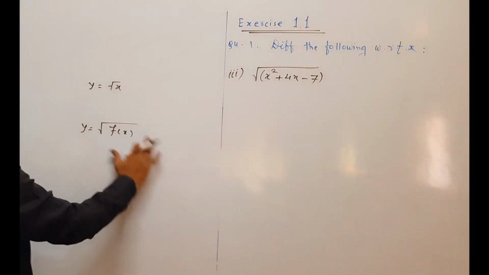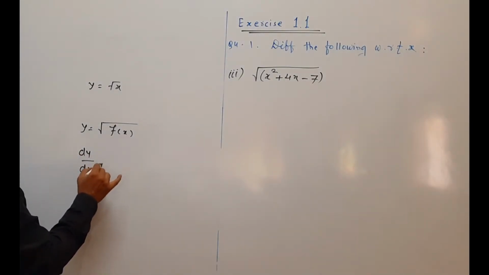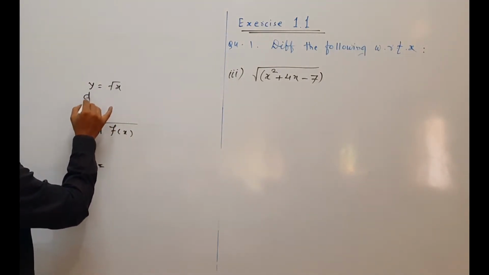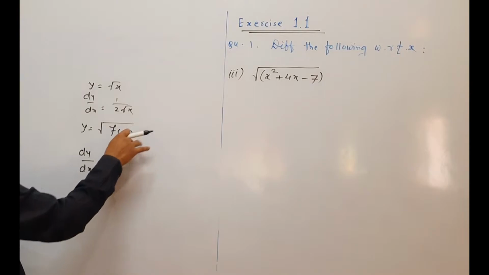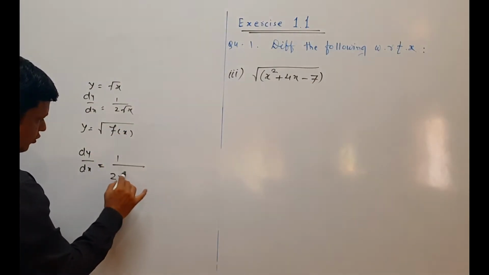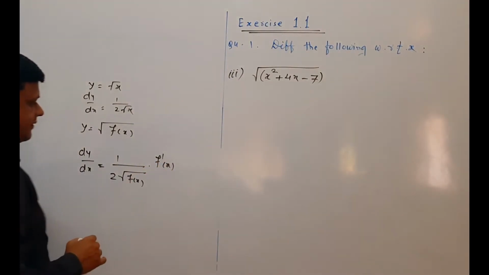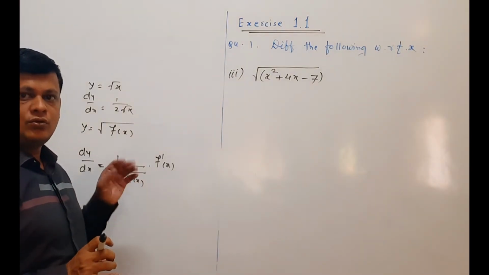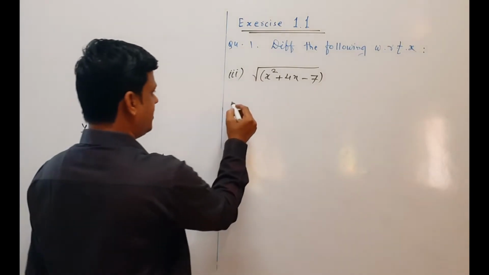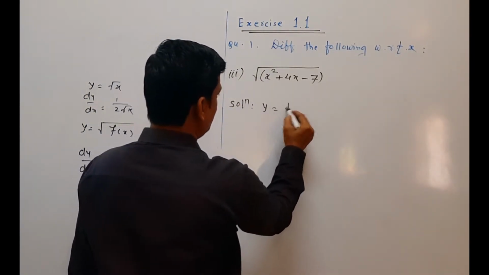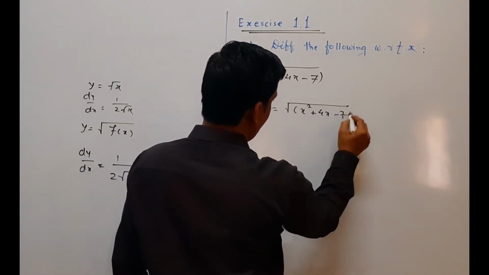That means we have to write the derivative of y equals root of f of x, and we know that the derivative of y equals root x is dy by dx equals 1 upon 2 root x. So derivative of y equals root of f of x is 1 upon 2 root of f of x into f dash of x. In the previous two lectures we discussed all these things. So we write in the solution y is equal to root of x square plus 4x minus 7.